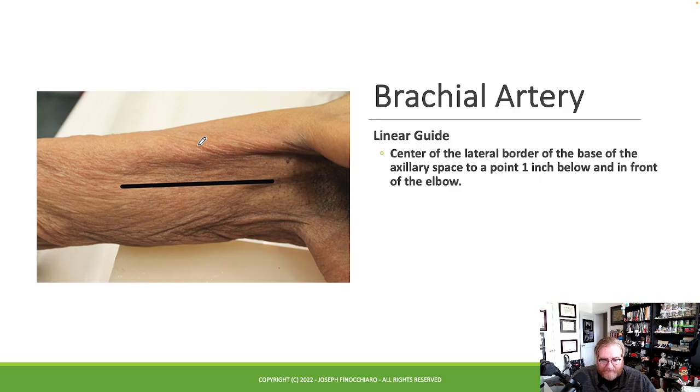The linear guide is the center of the lateral border of the base of the axillary space. Important thing to note. You know, here we have the axillary space, right? The last linear guide we saw was said, hey, point from in here to the lateral border of the axillary space, which means the next one is going to start at the lateral border of the axillary space and then go somewhere else, in this case to a point 1 inch below and in front of the elbow.